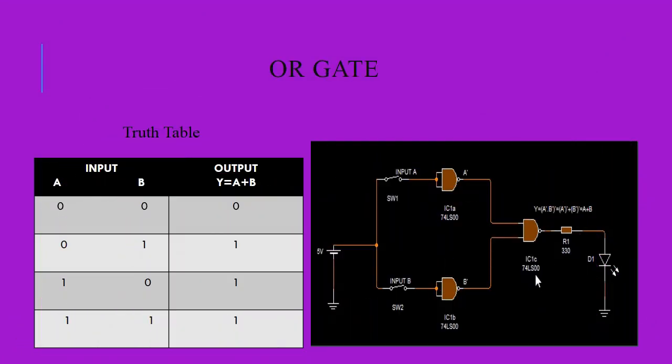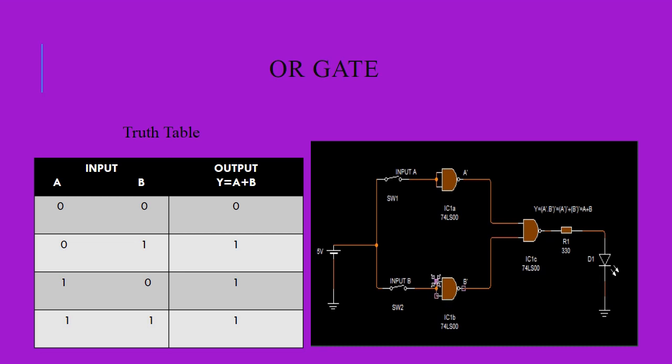So this is the circuit implementation of OR gate by using NAND only. Here we use 3 NAND gates. Chip number is 7400. One NAND gate is connected here, another one is here, and the other is connected here. This input of the two terminals has been shorted. From here we get one input, that is input A, which is connected with the switch 1.